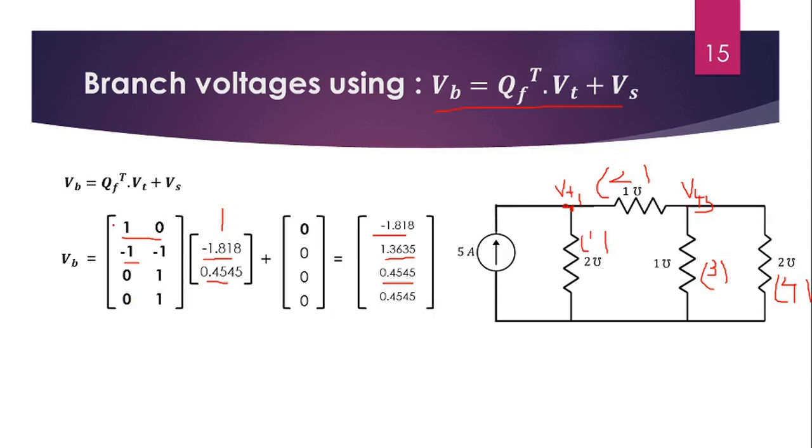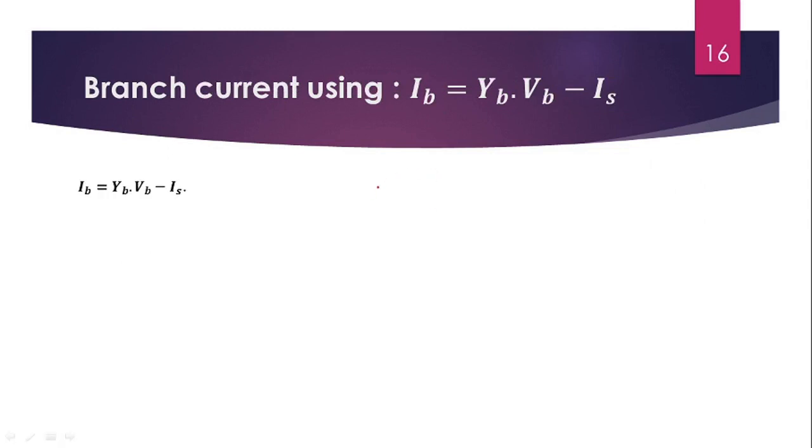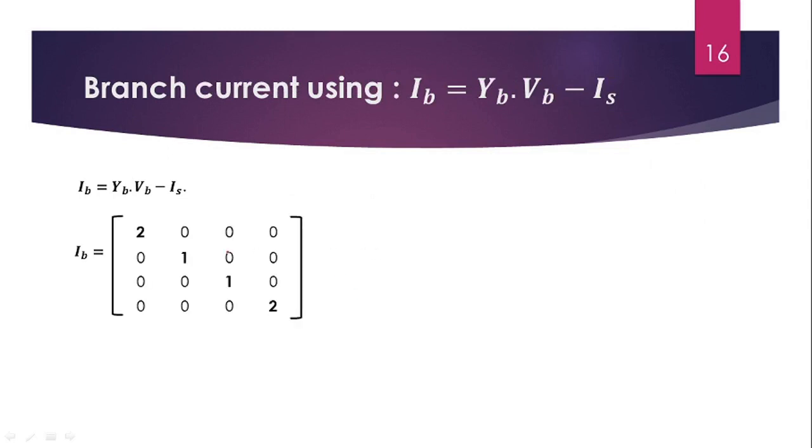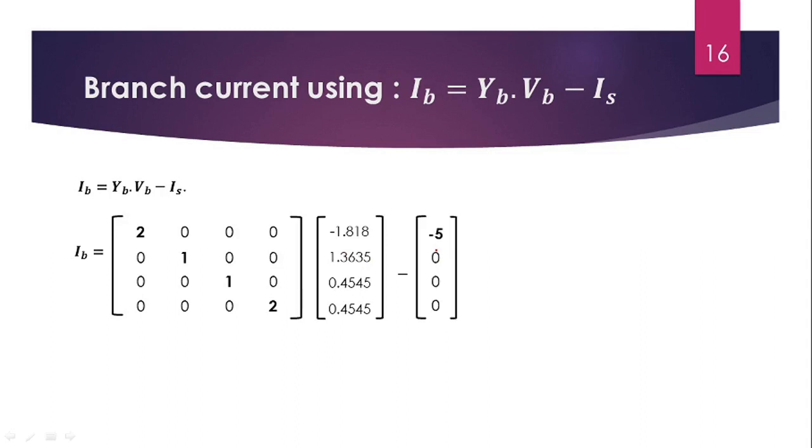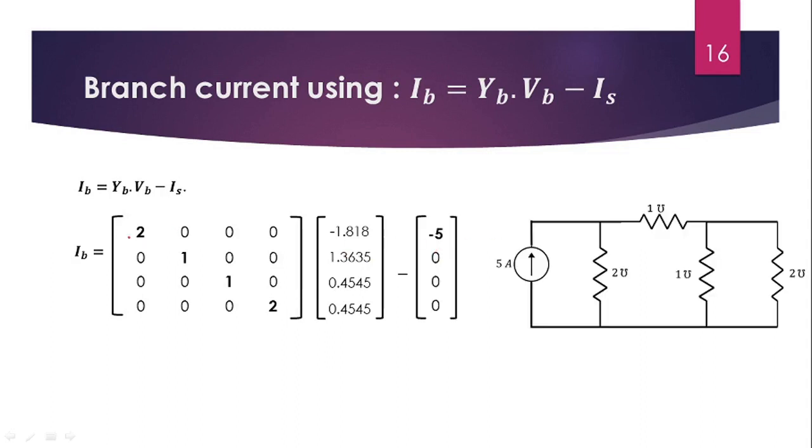So that means through this fundamental cut set matrix and its transpose, we will find the very correct answer for the voltages also. After that the branch current: branch current IB equals YB into VB minus IS. YB we already found and VB from the previous slide we got. So this is YB into VB minus IS. What IS we have taken is minus 5.